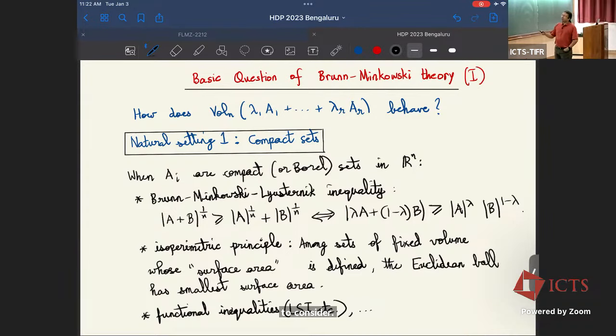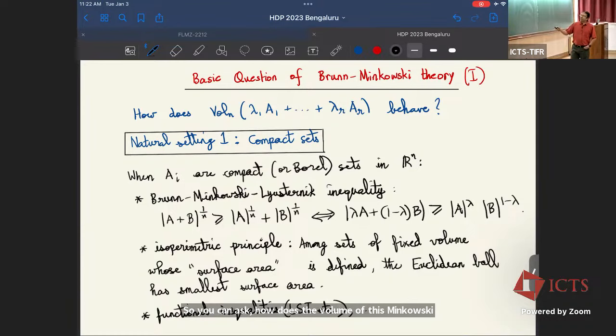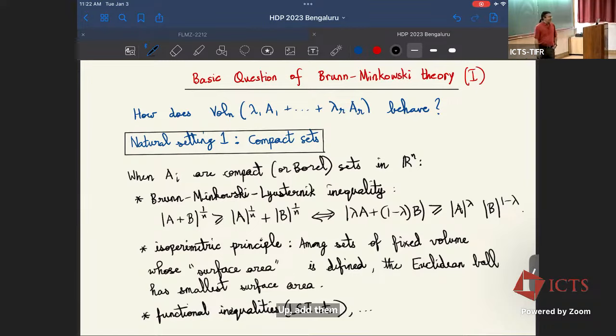So you can ask, how does the volume of this Minkowski linear combination behave? You look at lambda_1 times A_1 and so on, add them up to lambda_R times A_R, and you look at the volume of this Minkowski linear combination. How does this behave as a function of lambda, as a function of the convex bodies, or, not necessarily convex, as a function of the Borel sets A_1 to A_R, and so on? Well, there are two natural settings for asking this question. The first natural setting is that of compact sets.